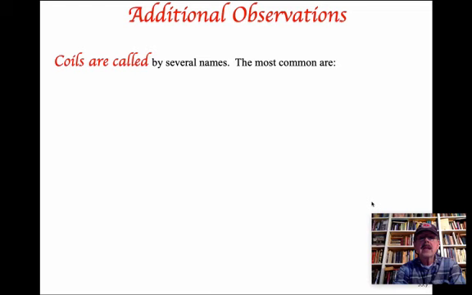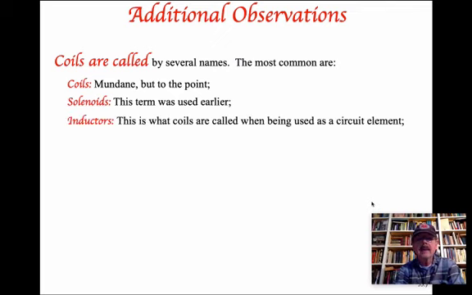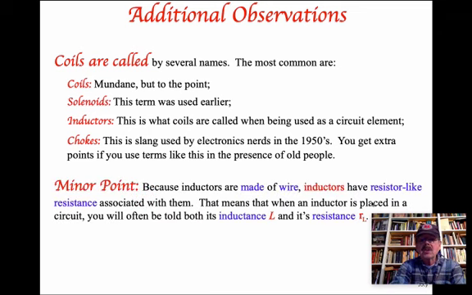Different things that coils are called. They're obviously called coils. In electrical circuits, when you're actually talking about the elements, they're sometimes called solenoids. A lot of times you'll hear them called inductors, which is probably what you'll hear me call them most of the time. If you run into an old timer, the geezers used to call them chokes. Just something to know.